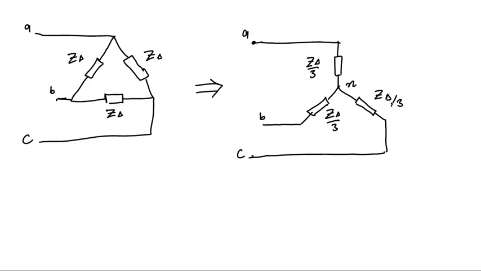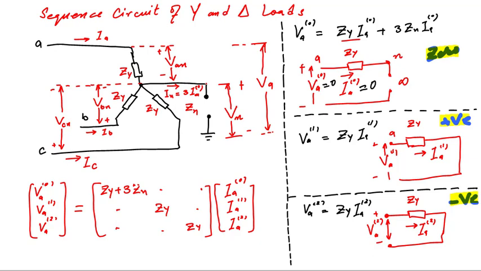Now we can see that these two circuits are exactly equivalent to each other. It means if we develop the sequence equivalent circuit for these Y connected impedances with the neutral point floating, that will result in exactly the same sequence equivalent circuit that exists for this delta circuit. The sequence equivalent circuit for a floating neutral Y we have already seen here. If we make the neutral open, these are the three sequence equivalent circuits. It means there is no need to repeat this derivation process. We can directly use the results.